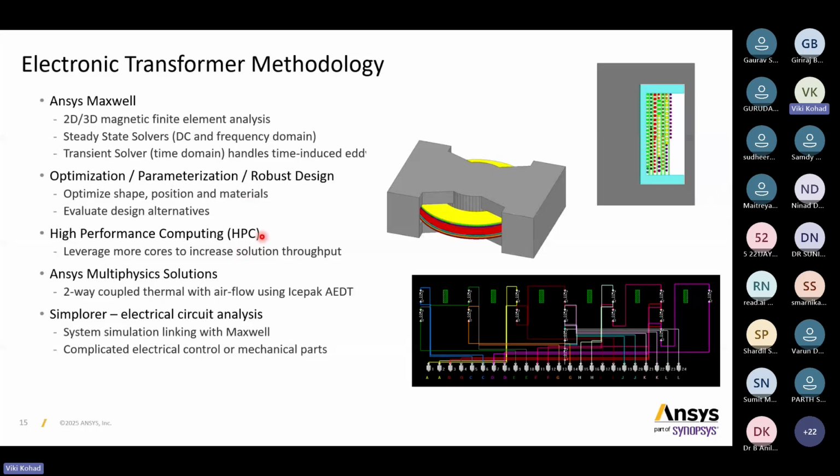So HPC is basically high performance computing to leverage more cores, to reduce your simulation time. Okay, to get the results in a much faster way. Okay, and then the Ansys multiphysics is there. Okay, the two-way coupled. Then the Simplorer tool is there, you can call it as a Twin Builder also, for the electrical circuit analysis.